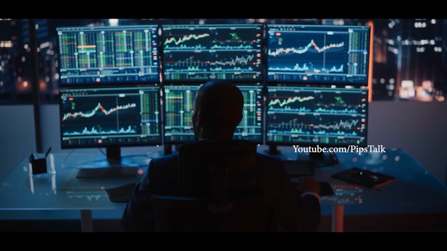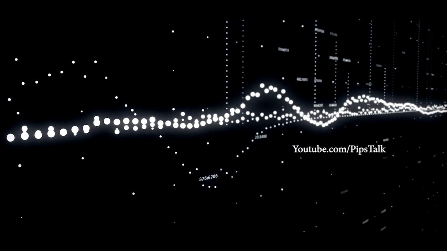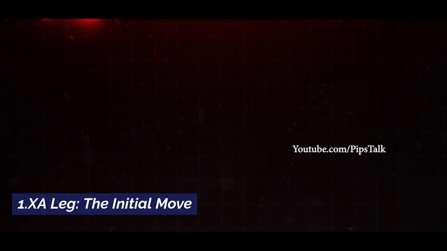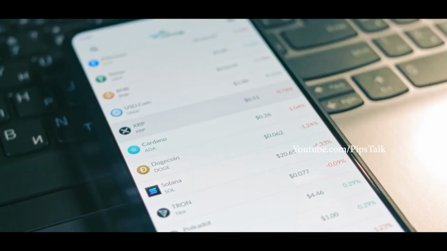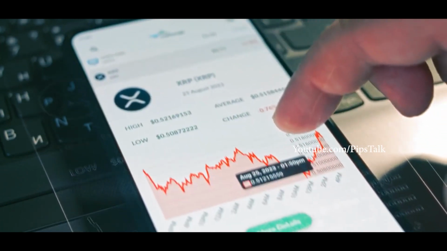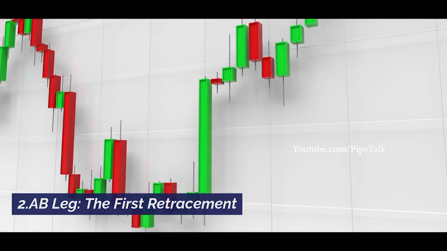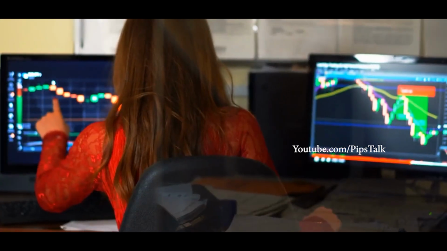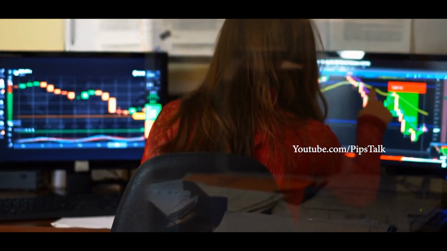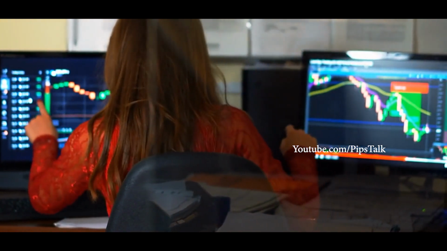The anatomy of a butterfly pattern. A butterfly pattern consists of the following key elements. 1. XA leg, the initial move. As with the Gartley, the XA leg represents the initial price move, which can be bullish or bearish. 2. AB leg, the first retracement. The AB leg is the first retracement from the XA leg, usually retracing around 78.6% of the XA leg.